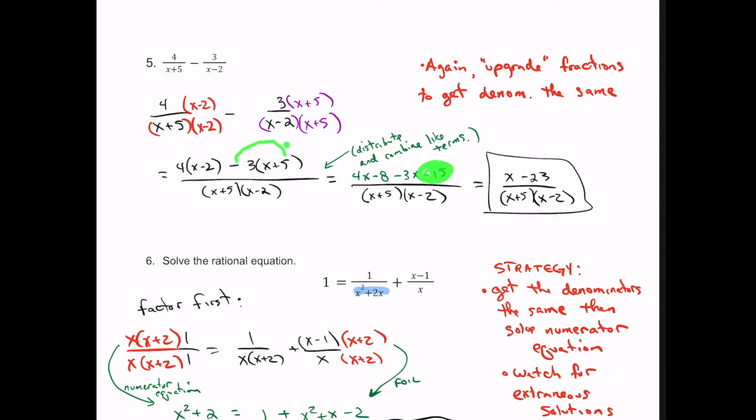Don't forget to distribute that minus sign on the 5 and get negative 15. I then combined like terms, and that's where I got that numerator: 4 minus 3x is 1x minus 23, and the denominator stays the same.